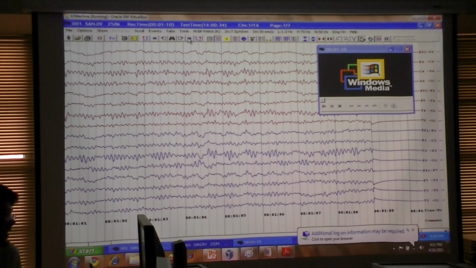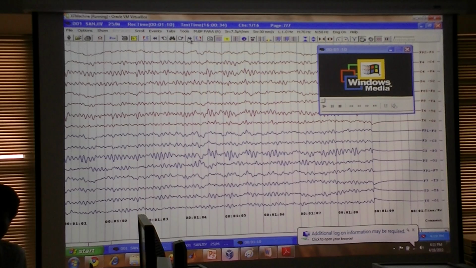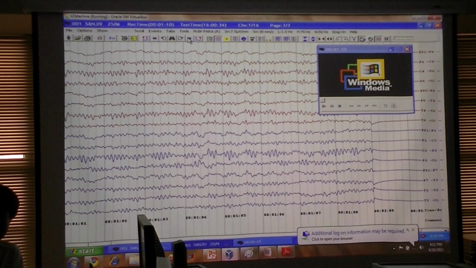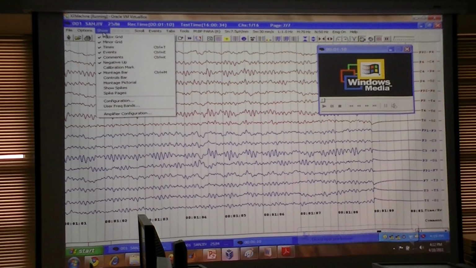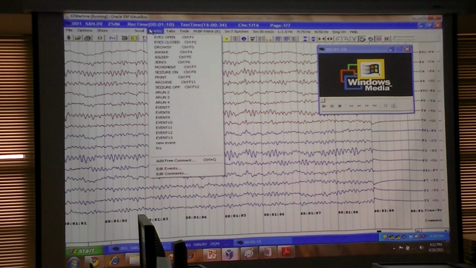And what is the resolution of your data? For example, how many samples do you have for each second? You mean the sampling rate? Yeah. I have to check. I didn't know this one. Right now I don't have an idea, but I will definitely tell you.